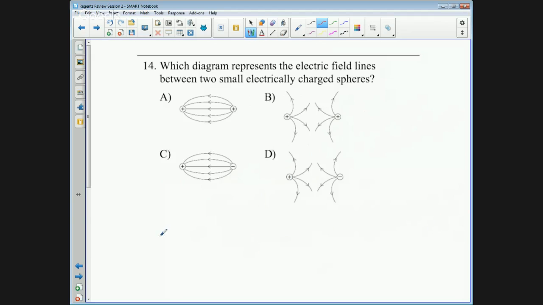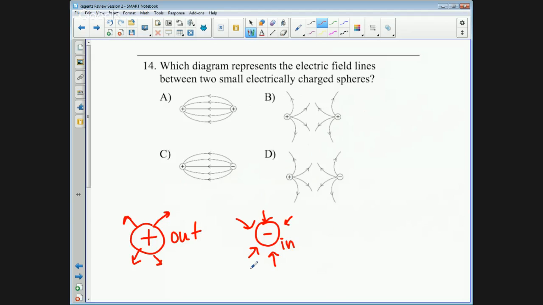Something you need to remember. This is definitely something you need to memorize. For positive charges, they come out, and for negative charges, they go in. Okay, this is always true. So the only one that's true, the only one that's correct is B.